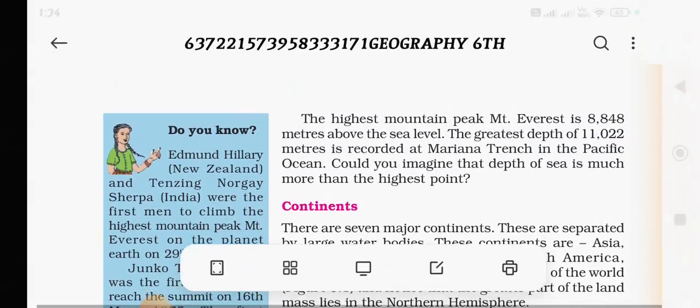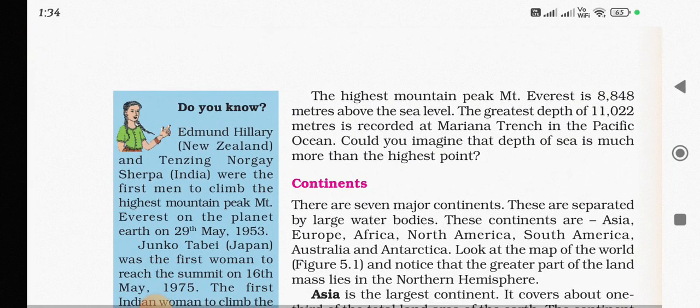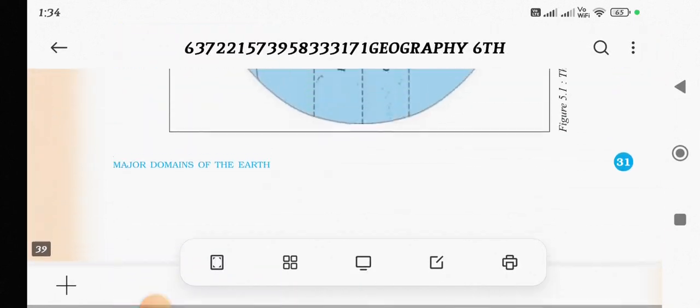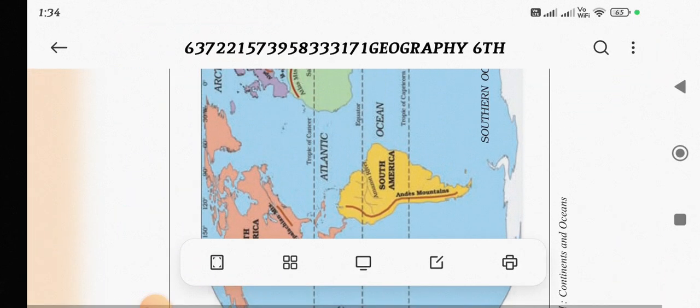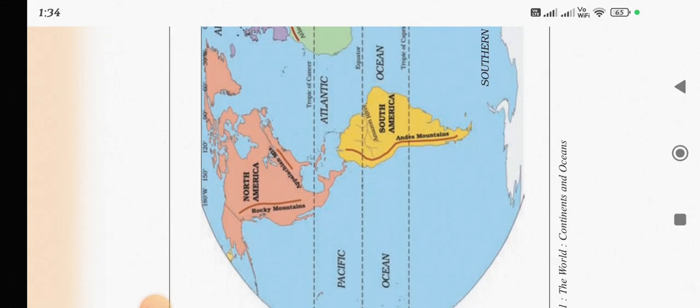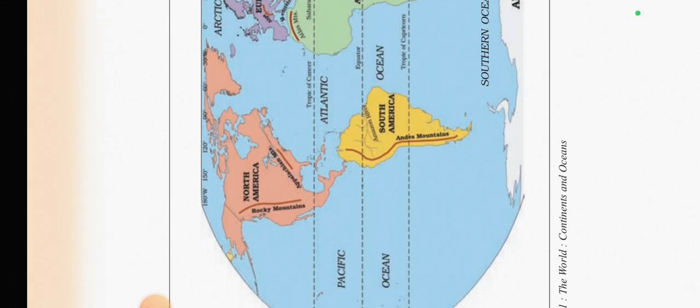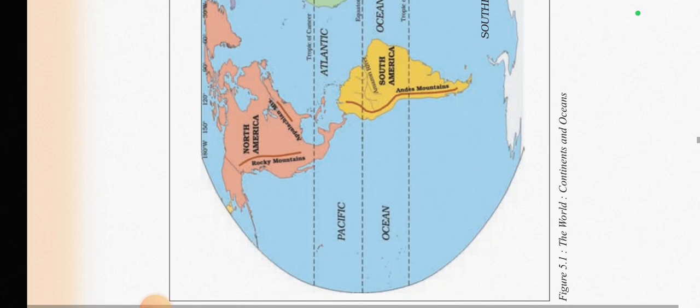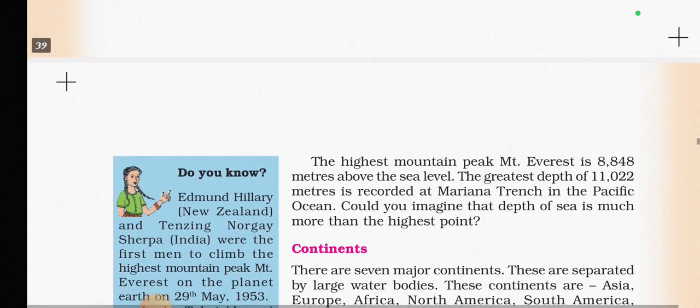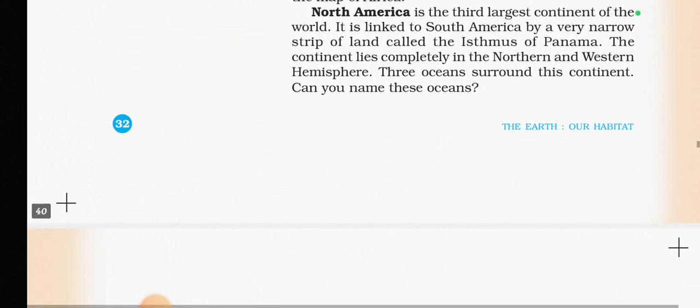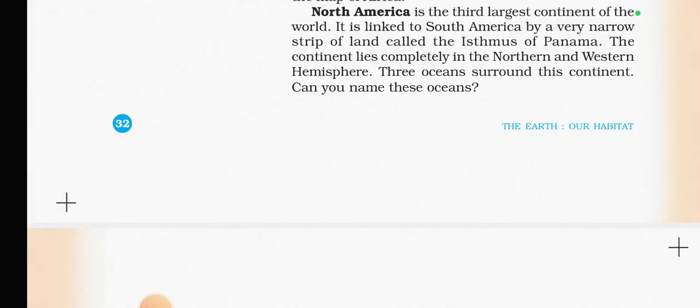This Caribbean Sea is here. Okay, I'll show you. So here you can see North America. In the east you can see the Atlantic, in the west the Pacific, and here you have the Caribbean Sea also. In the south you have the Southern Ocean. So these are the ocean water bodies that surround it. So this is about North America.